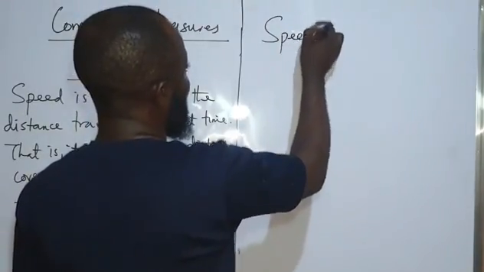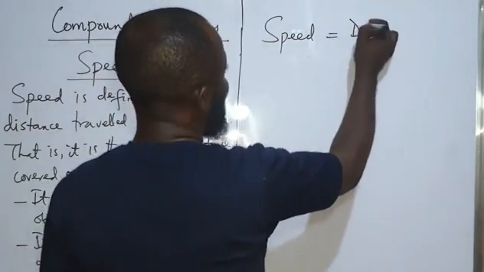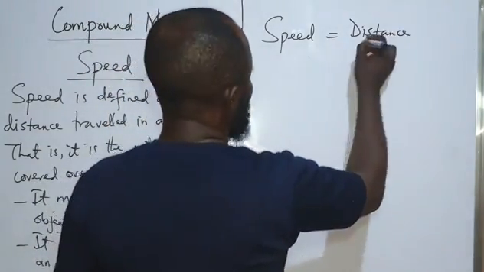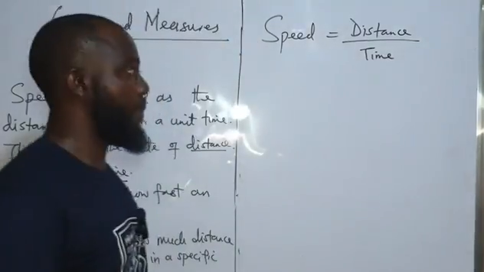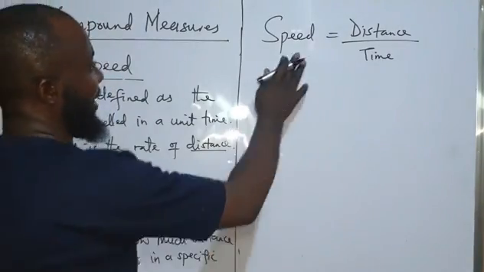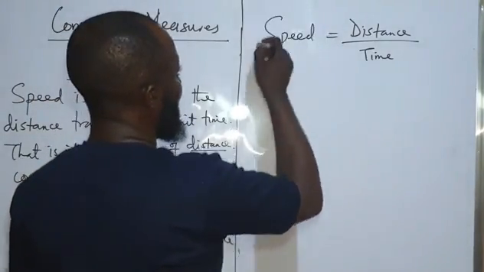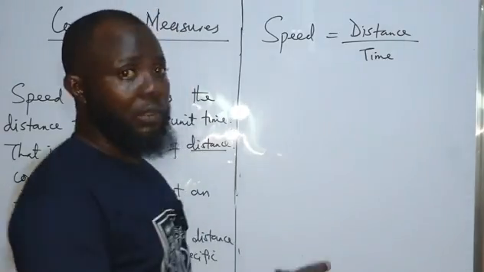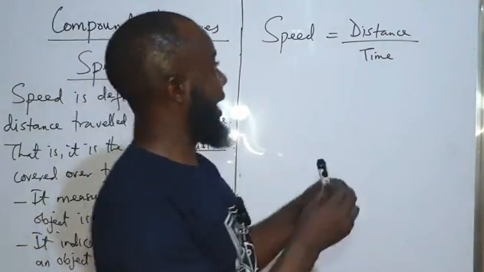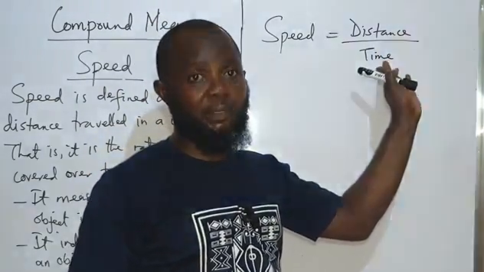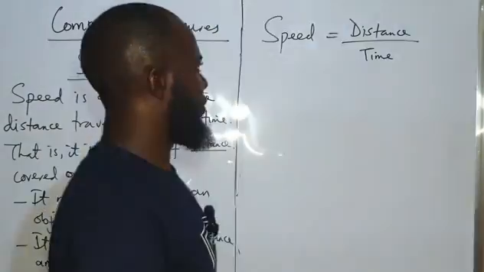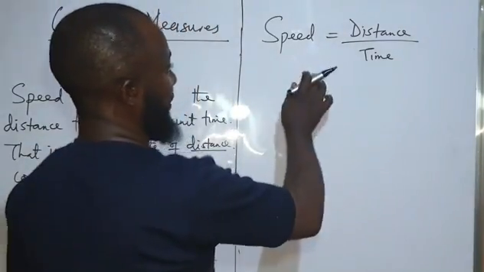Speed is what? Distance divided by what? Time. Distance divided by time. Which means that if you are looking for the speed of any object, you must know the distance covered and the time taken. Within how much time? Is that clear? So that is the formula for calculating speed.